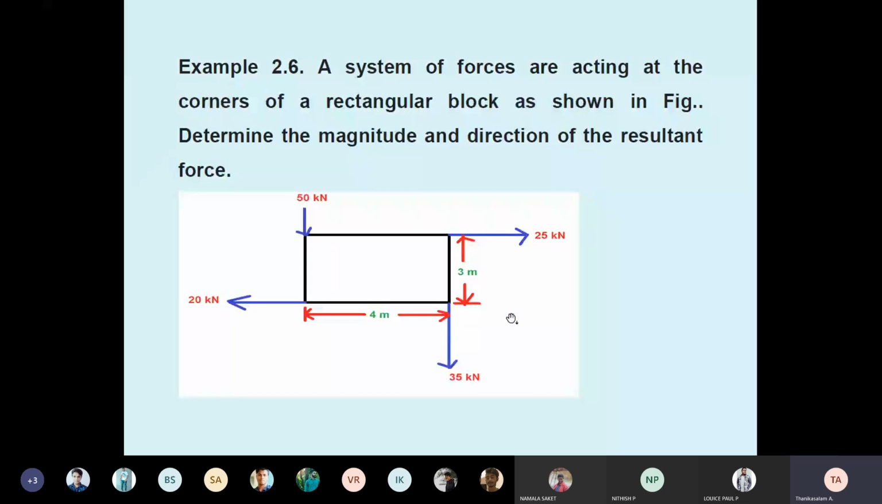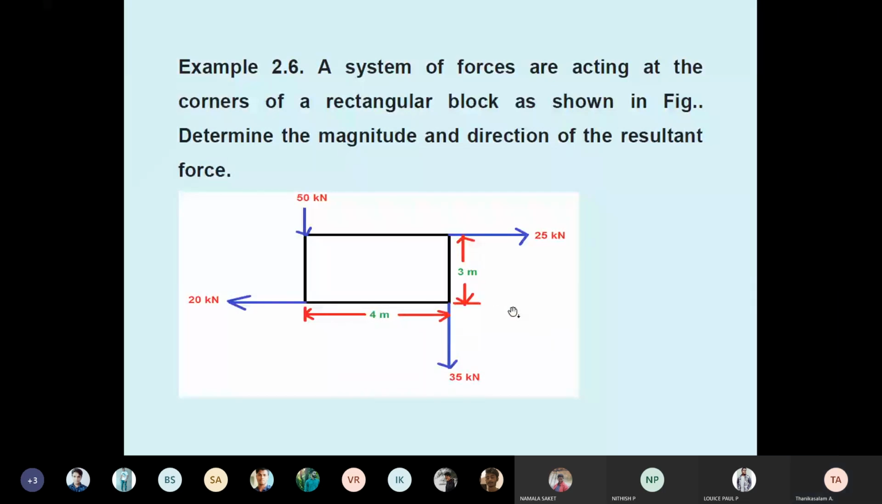See here, we want the resultant. What is the resultant? Replacing all forces with a single force. Students, do you understand what the resultant is? What are the forces? 4 forces: 25 kilonewton, minus 50 kilonewton, minus 20 kilonewton, minus 35 kilonewton. So we are replacing only 4 forces, so no need to consider 3 meter, 4 meter here.